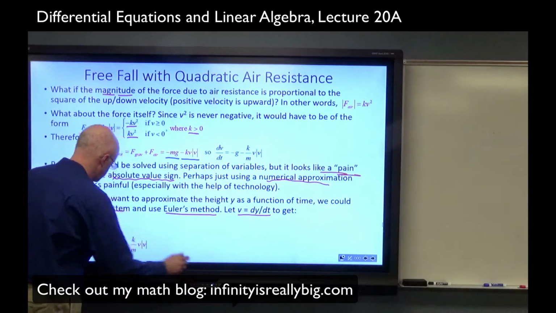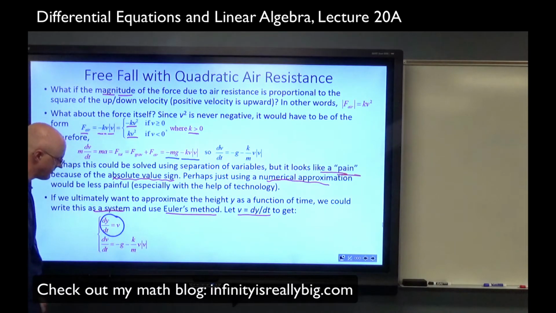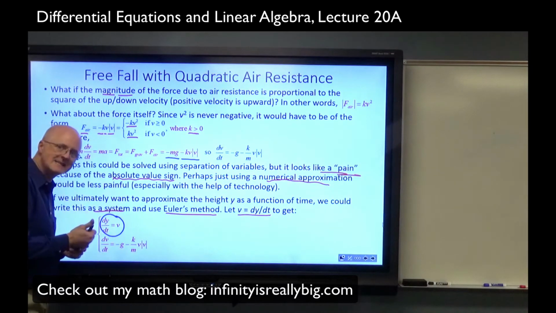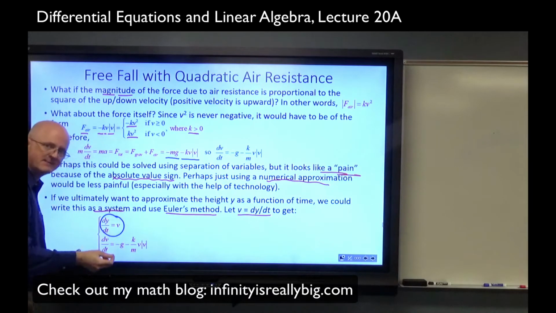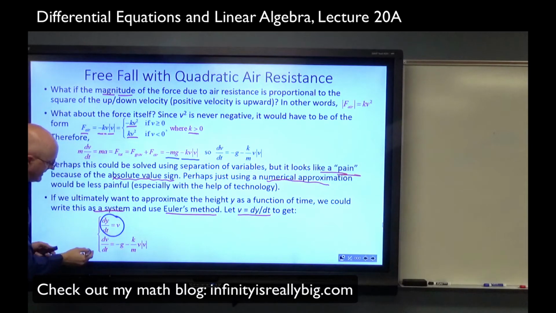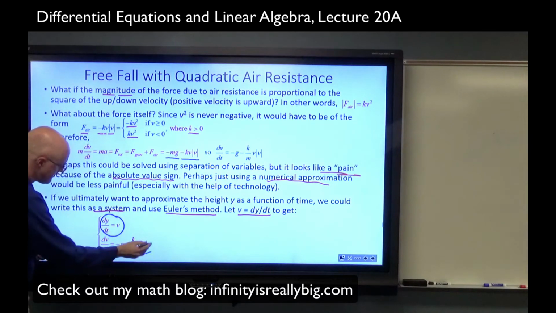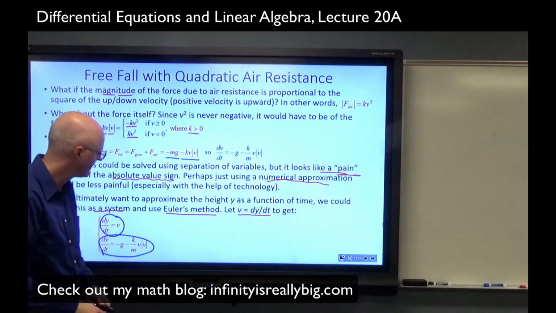So this first equation is just the definitional relationship between the height and the velocity. Y is positive in the upward direction. So that means v is positive when the object moves upward and negative when the object moves downward. And dv/dt is the same equation as before. This is a partially decoupled system.